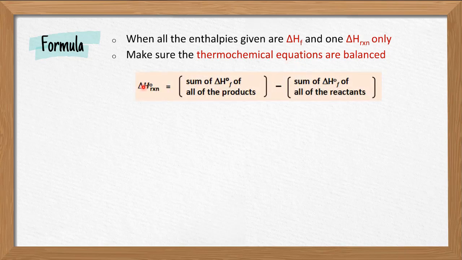So we have the enthalpy of reaction equals the sum of the enthalpies of formation of all the products minus the sum of the enthalpies of formation of all the reactants. So products minus reactants. Of course, from here you need to have a balanced thermochemical equation.